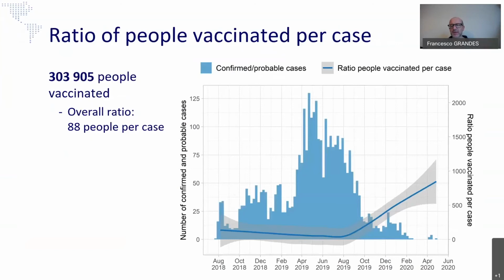Here, a second indicator related to vaccination, the ratio of persons vaccinated. In total, slightly more than 300,000 people were vaccinated. That gives an overall ratio of 88 persons vaccinated per case. The ratio over time had a downward trend until August 2019, after the second major peak. Then from August 2019, there was a marked increase toward the end of the epidemic.